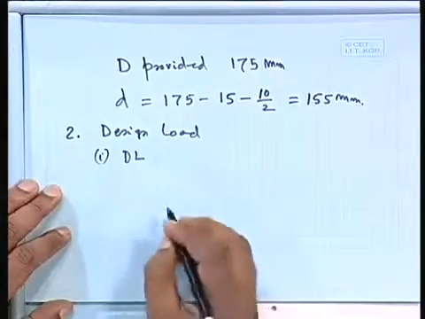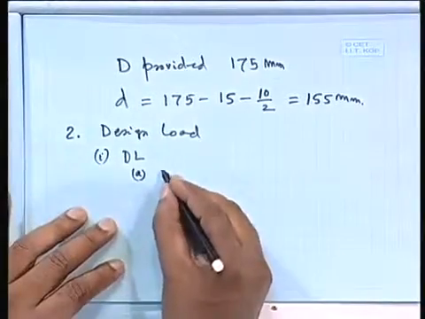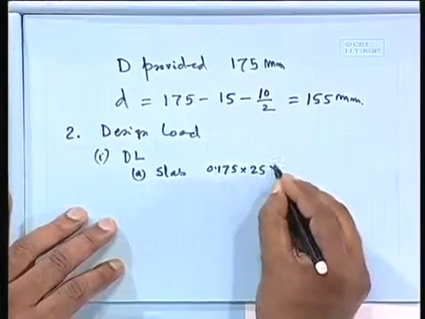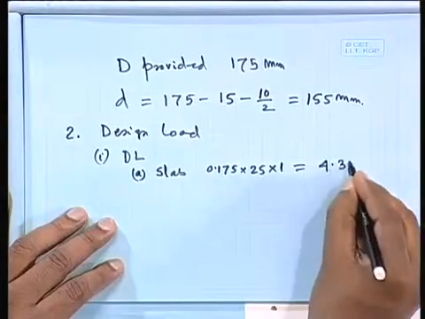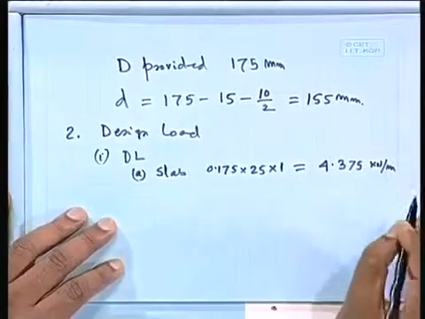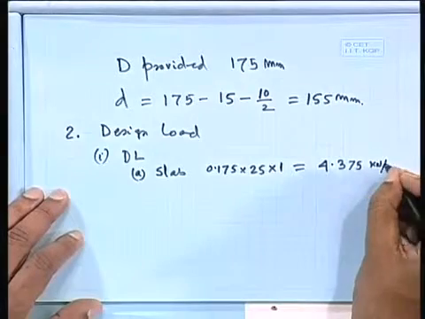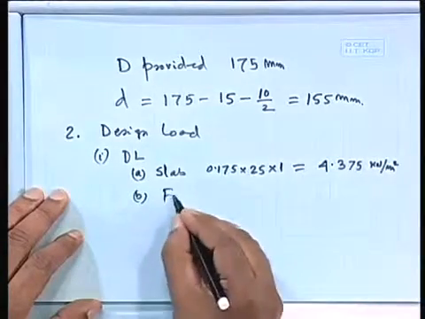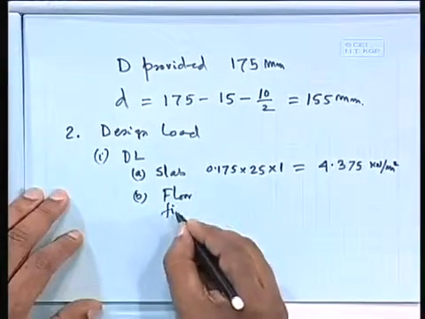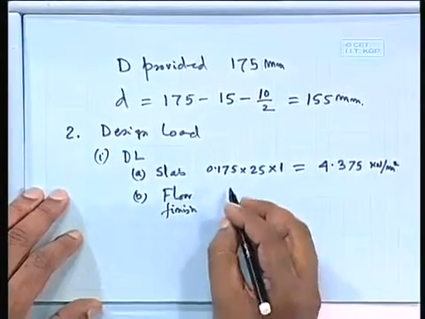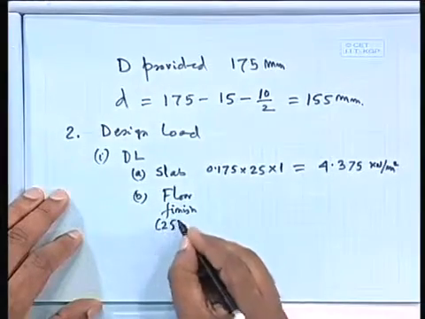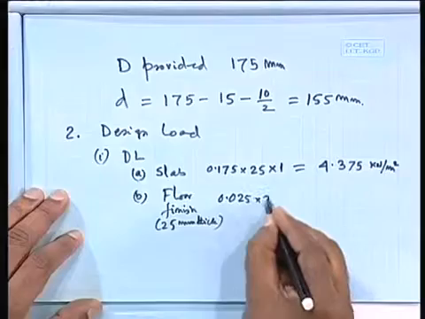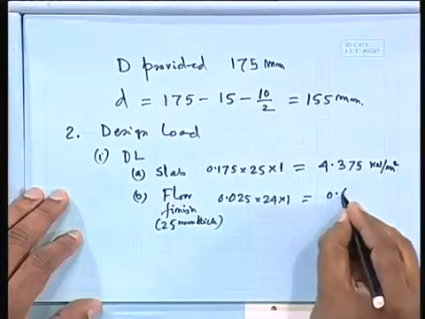One is the dead load. It can have so many components. Slab: 0.175 into 25 into 1 meter width, which comes as 4.375 kilonewton per meter. For meter width we are talking, so I can write it as per square meter. Floor finish: let us take floor finish 25 mm thick. So I am taking 0.025 into 24 into 1, which comes as 0.6.